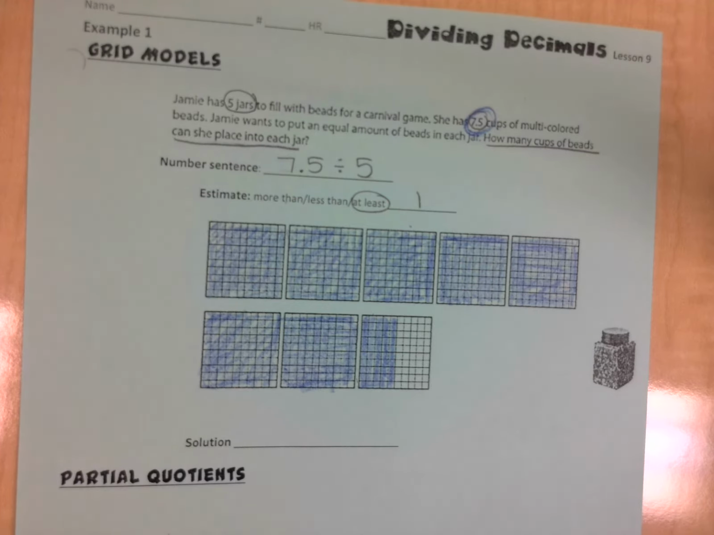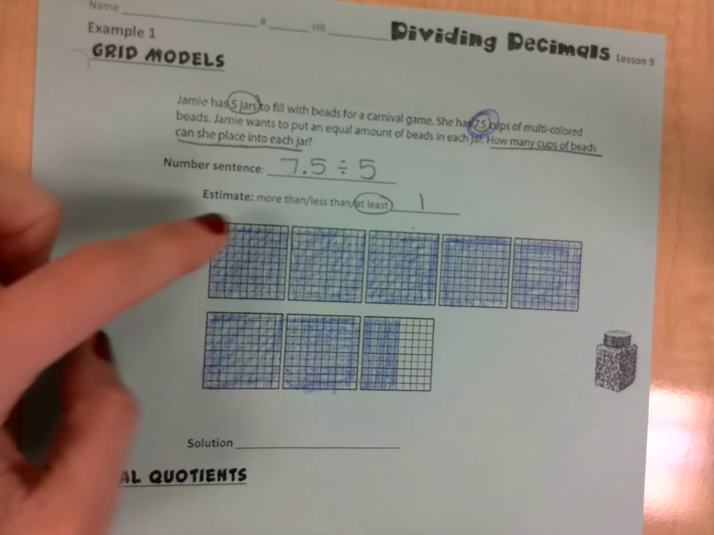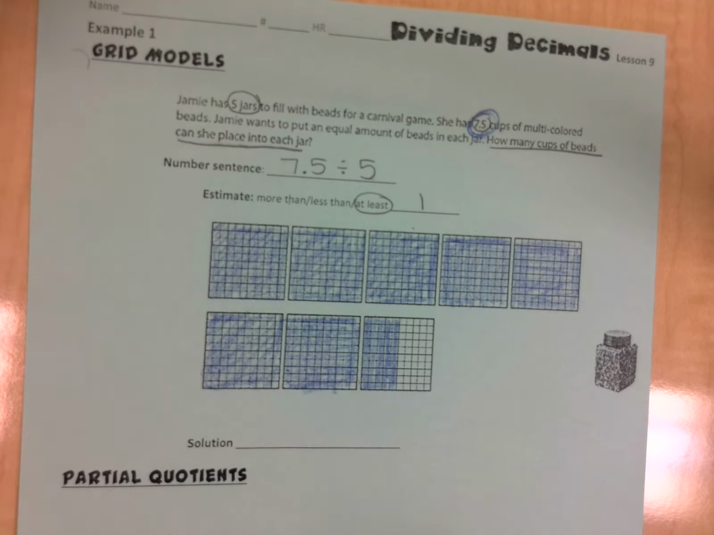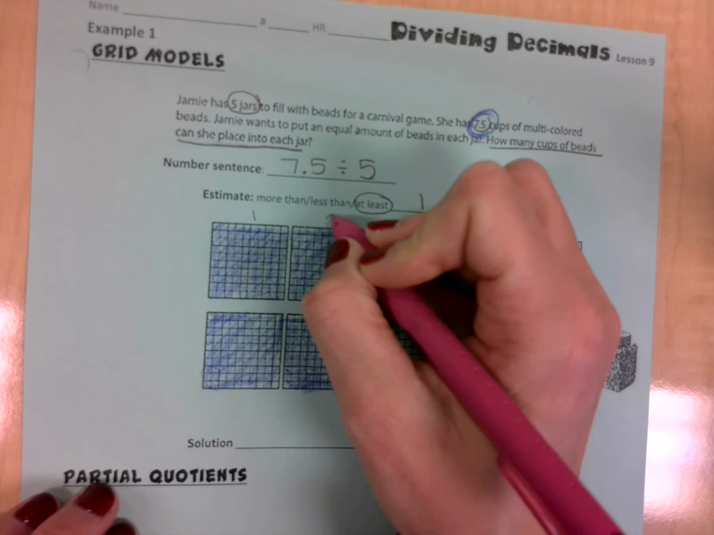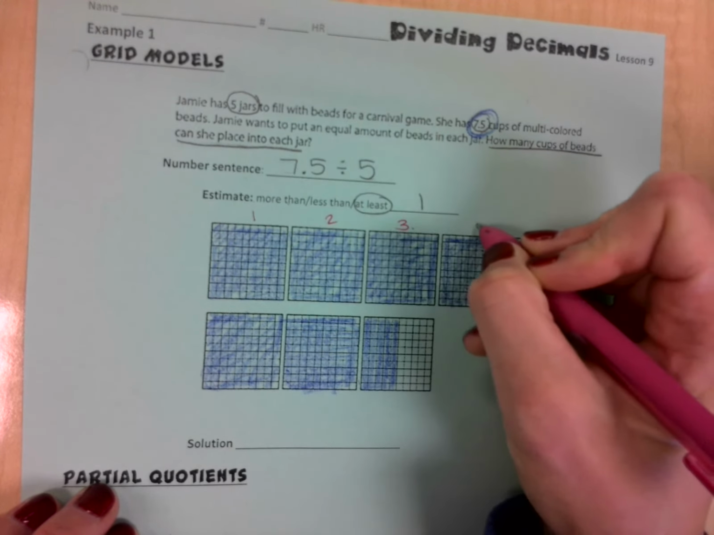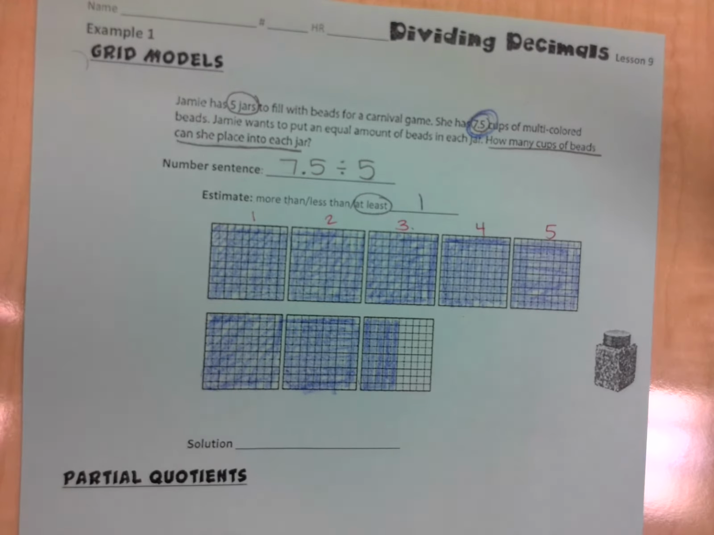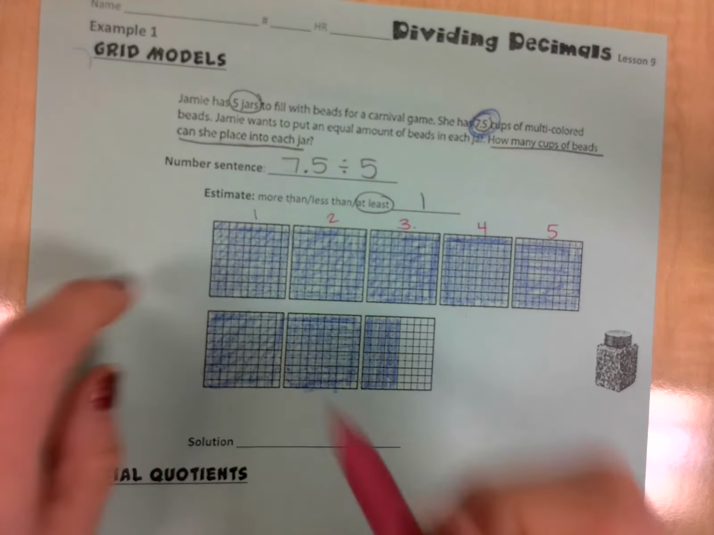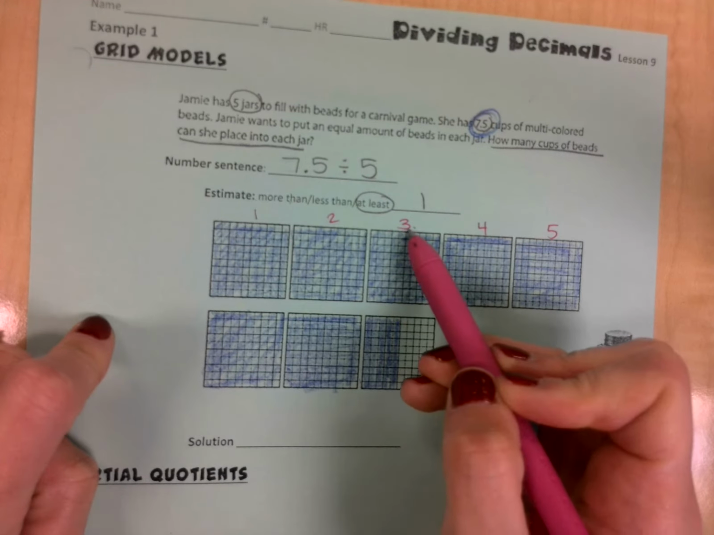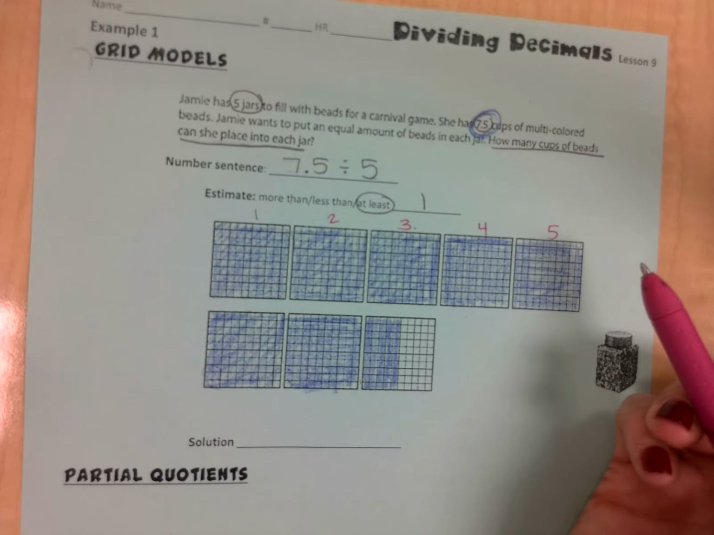So we need to split these up into these groups. How do you think this could be done? We have 7 wholes. Can we put a whole cup into each jar? Sure. Here's 1, 2, 3, 4, 5. Okay, we have a whole in every single jar. I'm representing this as a jar, this is a jar, this is a jar, this is a jar, that's a jar, 5 jars.